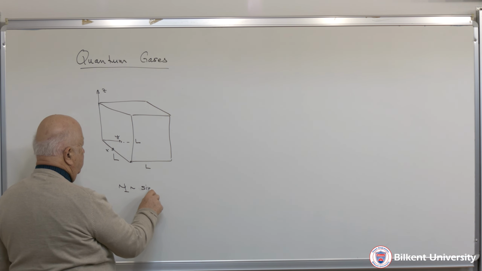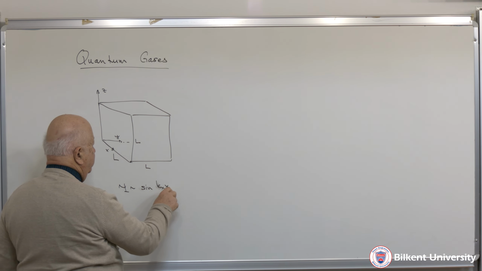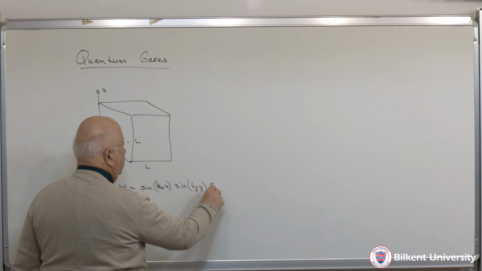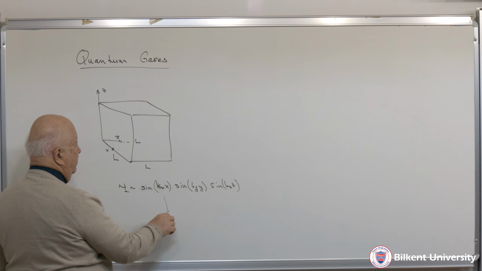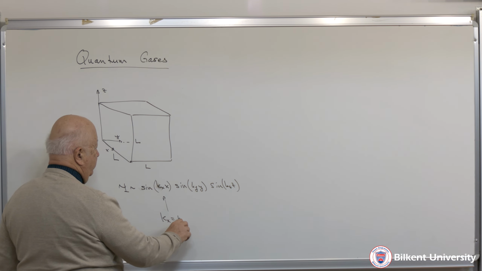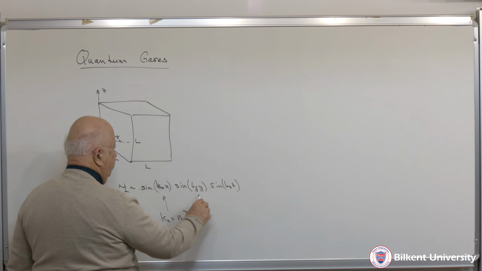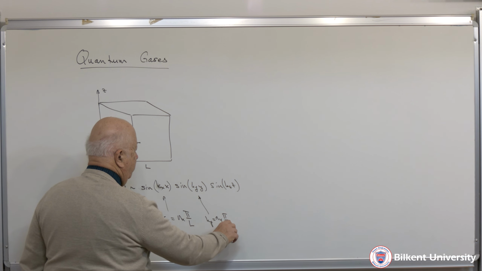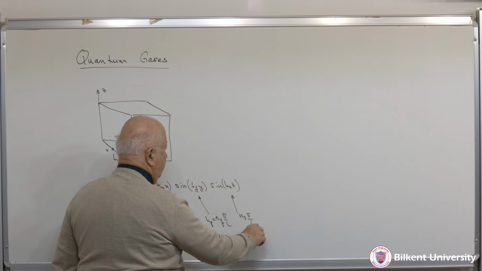sine kx x times sine ky y and sine kz z. And the boundary conditions indicate that this kx is going to be some integer, let's call it nx, pi over L. Similarly for ky and kz, so ky is going to be ny pi over L, and kz is going to be nz pi over L.